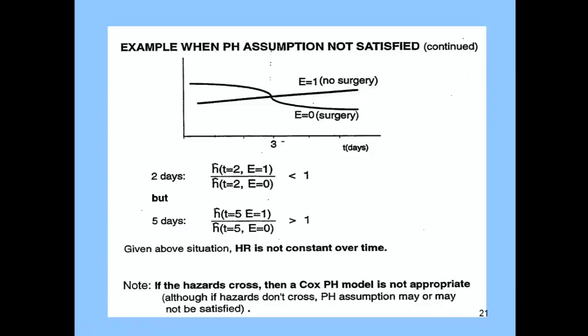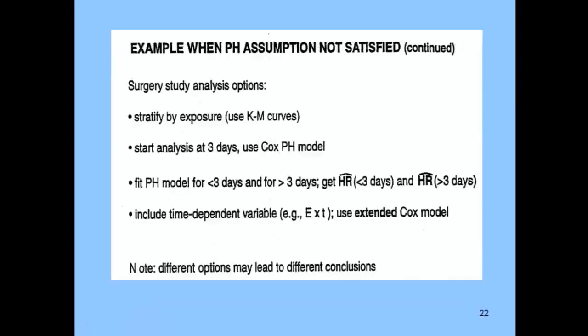Is it constant? No. It's changing. It's just getting bigger. Okay. So you could try to start at 3 and do it like this, but you still might have a problem where the hazard ratio isn't constant. So there are other options. As I say, start the analysis in 3 days. That was my second thing.